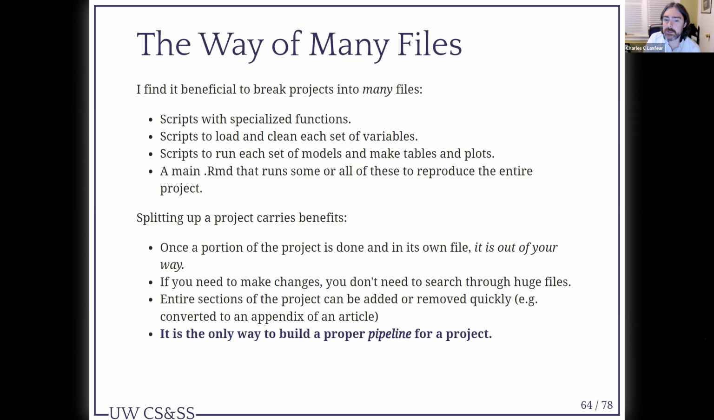This means entire sections of projects can be added or removed really quickly, right? Or converted to an appendix. If you have a set of models that are all in their own little file, you can just move where those things get displayed in your RMD to the appendix or cut them out entirely, and you don't have to excise a massive pile of code or change dependencies. More importantly, in the greater world of software development, splitting your project up into lots of files is the only way to build a proper pipeline for a project.